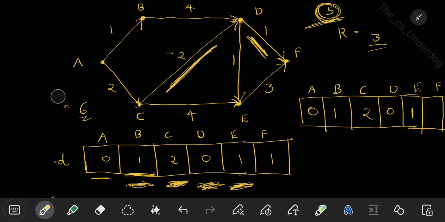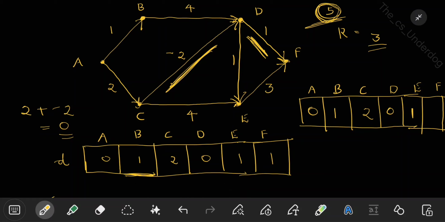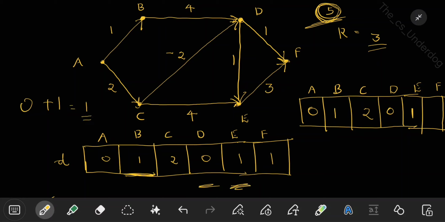Next is CD. When I'm relaxing CD, what happens? Existing distance to C is 2 plus CD is minus 2, which means new distance to D is 0. Existing distance is also 0. So I'm not going to change anything. I'll keep the 0 as it is. Next edge to be relaxed is this one, DE. If I relax DE, existing distance to D is 0. 0 plus DE is 1. When DE is 1, this will be totally 1. Anyway, existing distance to E is 1. So I will not update. I'll keep as it is.